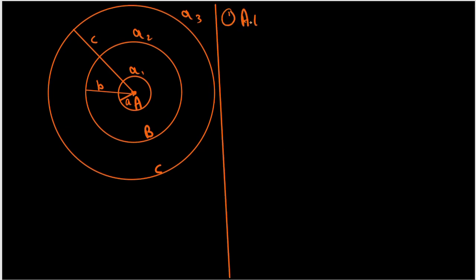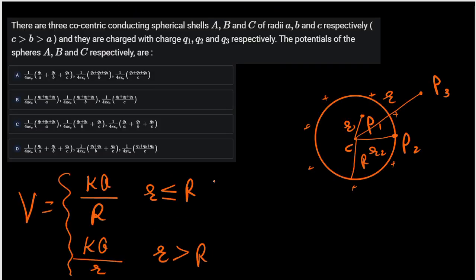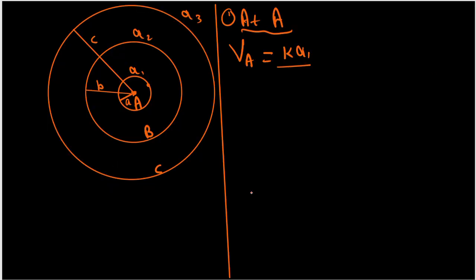Potential at A, when you take a point on the surface of this sphere, let's write here VA. For the first sphere whose radius is A1, or we call it cell A, this point lies on the surface of cell A itself, and the charge given is Q1. So it will be simply K Q1 divided by the radius of the cell. Remember, when a point lies on the surface, potential is K into Q by radius of the cell. So here the radius of the cell is A1.